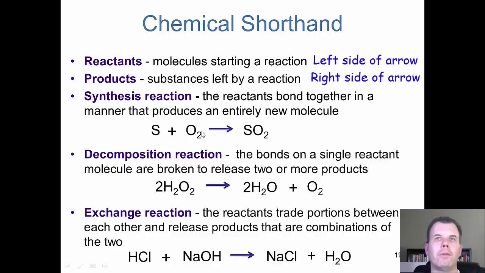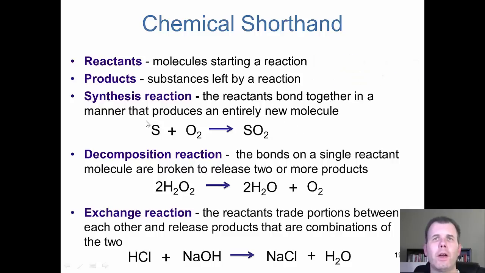Those things that are on the left are always your reactants. These things on the right of the arrow are always your products, okay? Now we talk about different types of reactions. Synthesis means to put together. So you can see here you have two different reactants that get put together into one product. So you know when it's a synthesis is when you have two reactants, one product, okay?